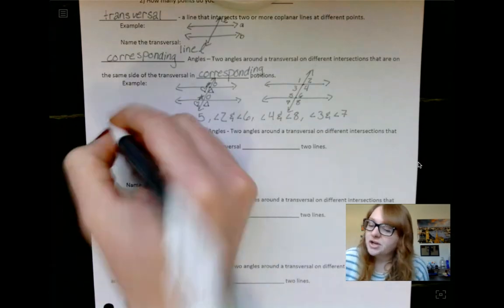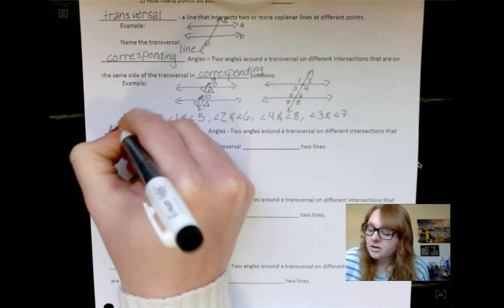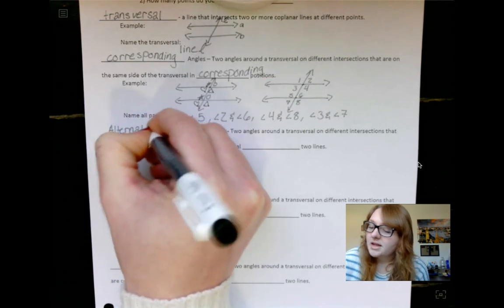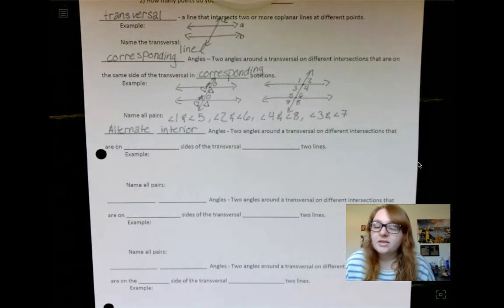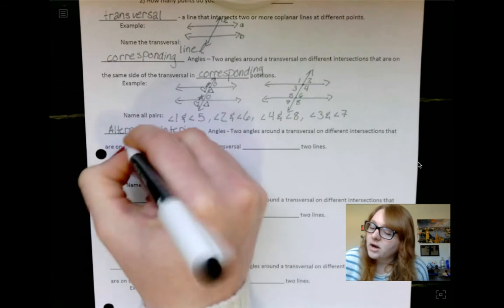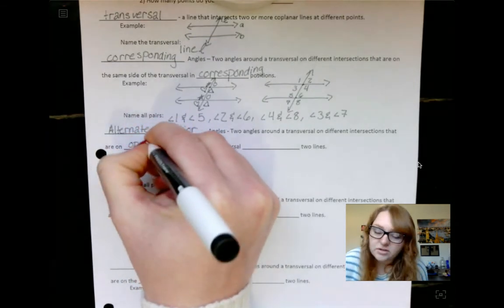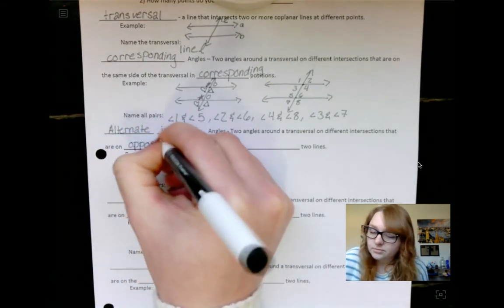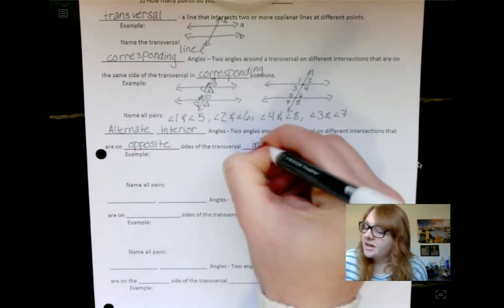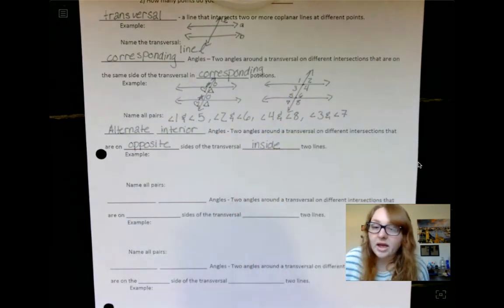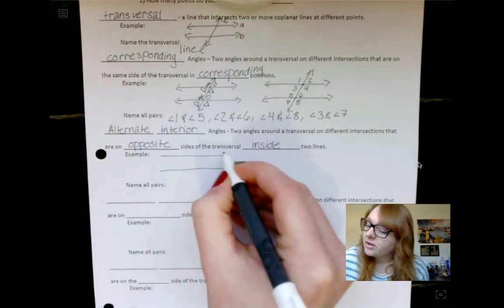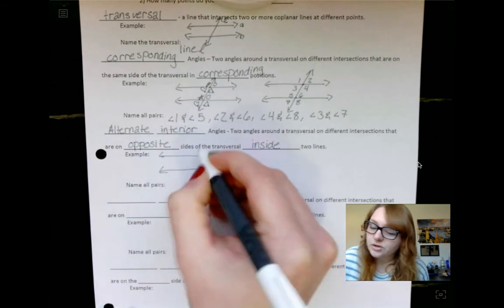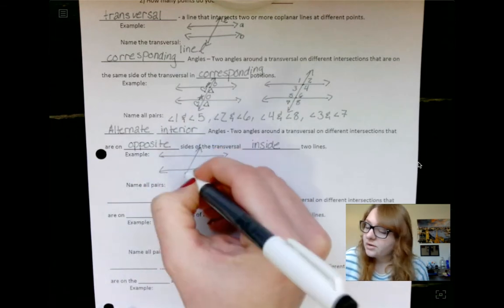Our next definition is alternate interior angles. And these are two angles around the transversal on different intersections that are on opposite sides of the transversal and inside the two lines. Okay, again, we're going to draw a picture. So again, two parallel lines, the transversal cutting through here.